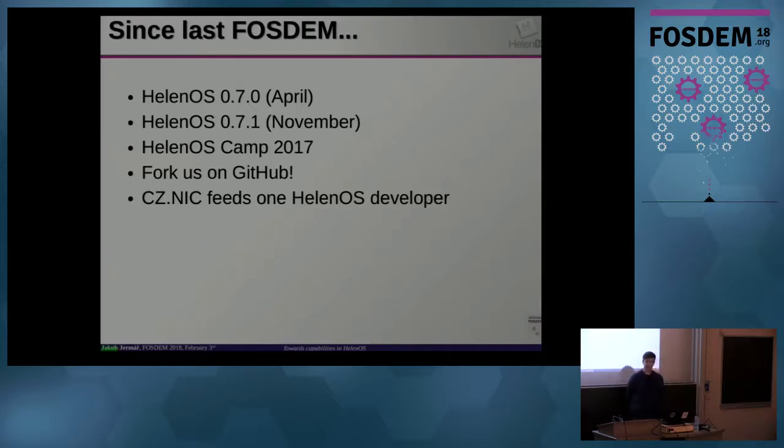I would also like to deliver a short update from the last FOSDEM. Last year we made 2 releases, one in April, the second one in November. The November release is the one in which we switched from Bazaar to GitHub, so you can go to Git. So you can go to GitHub and fork us there.